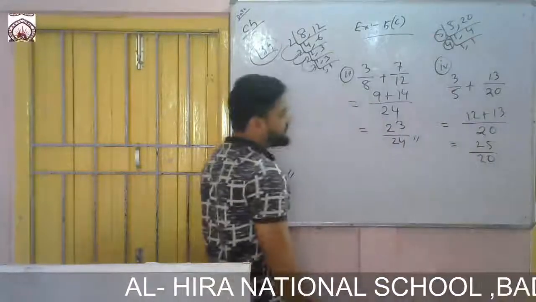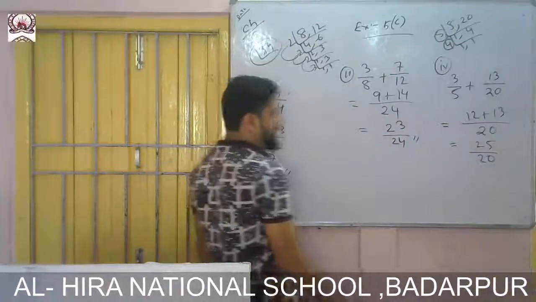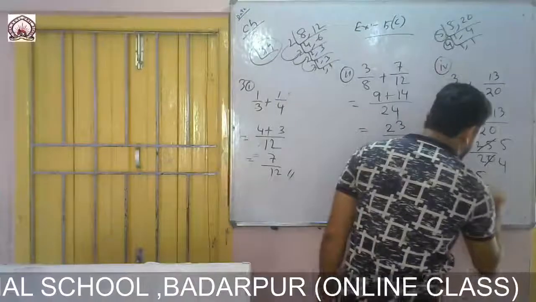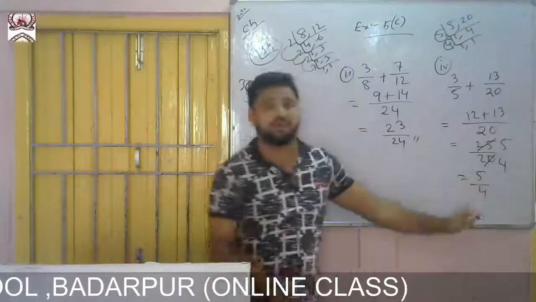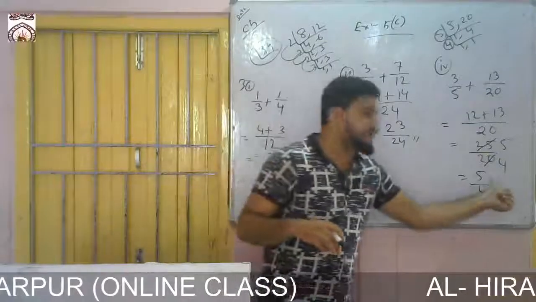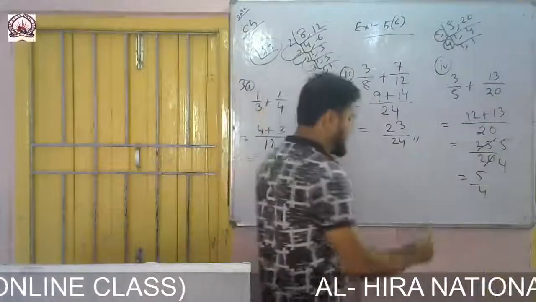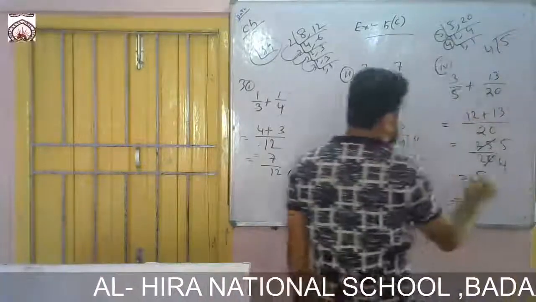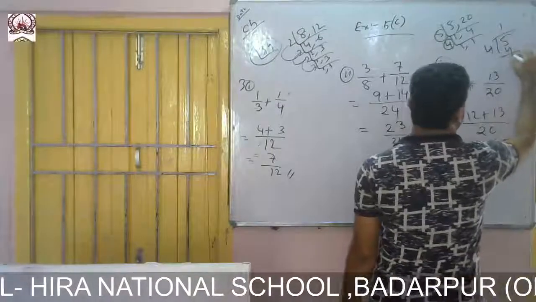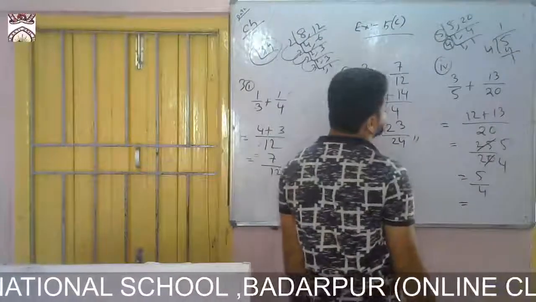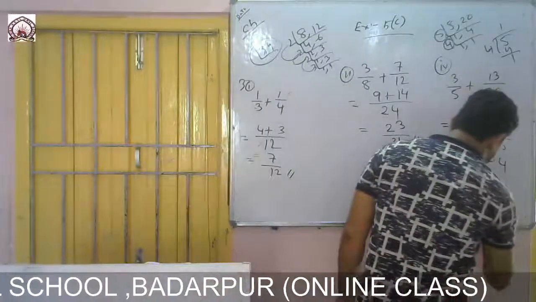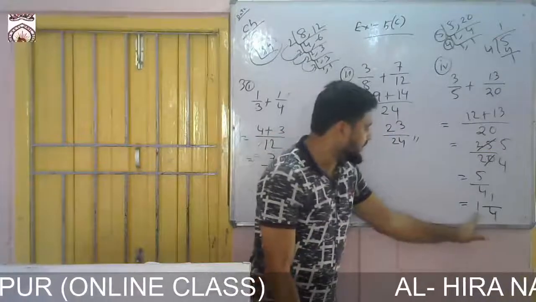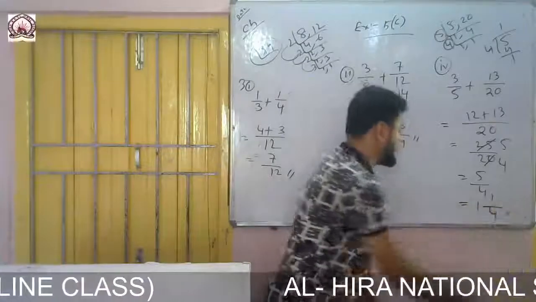Now this one I can take into lowest term. How? With 5. 5 5s are 25, 5 4s are 20, so it is coming 5 by 4. And 5 by 4 is an improper fraction, because the numerator is greater, so I shall take it into a mixed fraction. How? If you divide with 5, 4 1s are 4, remain 1. So it will be 1 1 by 4. How you see? 4 1s are 4 and 1 is 5. So that is the answer.